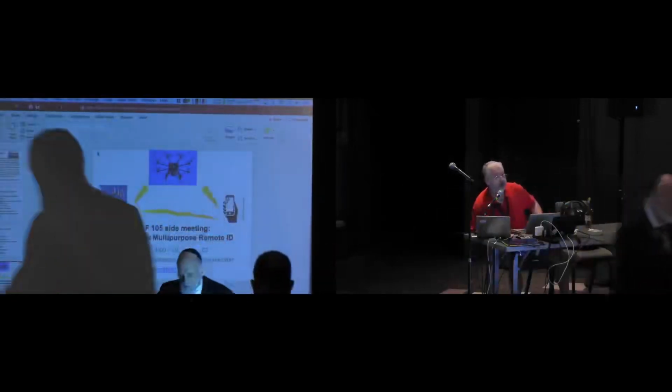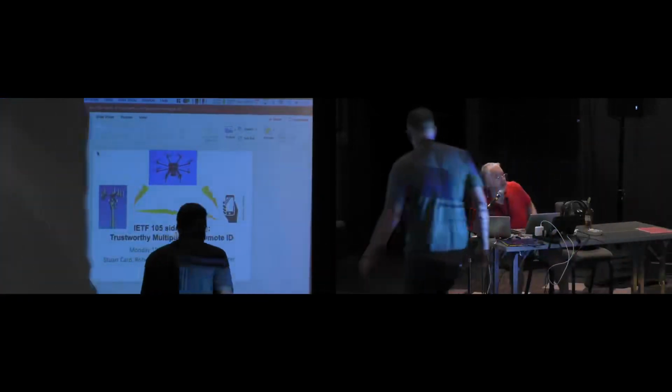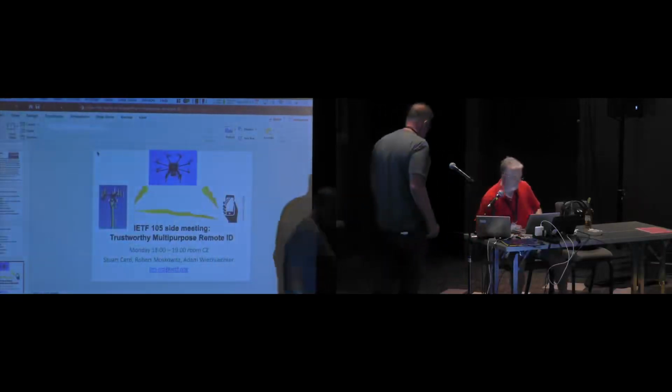For the folks in the back, there are a few seats in the front and a few seats over against the wall over there if you are trying to get in and you need to stop.